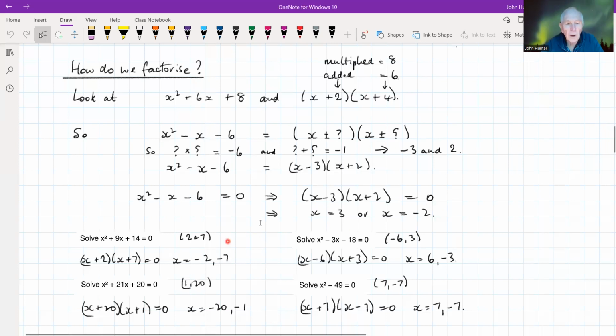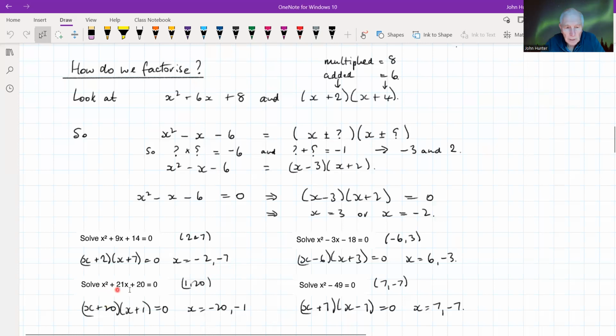We'll have a look at a few examples just to consolidate that in our minds. x squared plus 9x plus 14 here. We want two numbers that multiply together to give you 14 and add together to give you 9. Well, 2 and 7 will do that. So x plus 2 times x plus 7 equals 0, giving us solutions of minus 2 and minus 7.